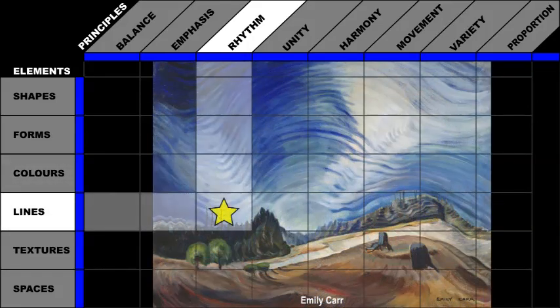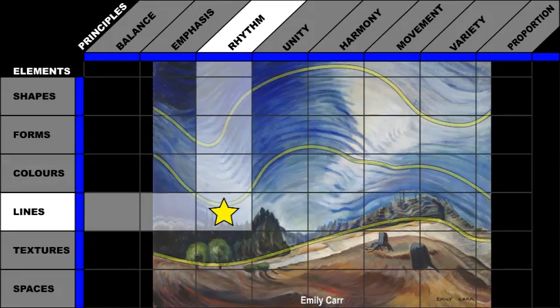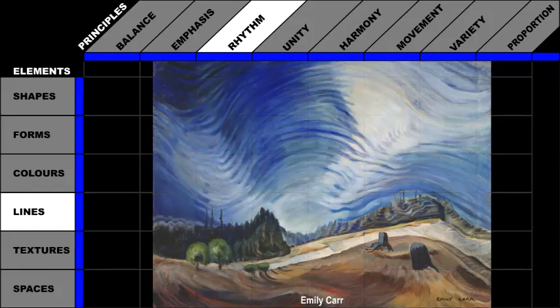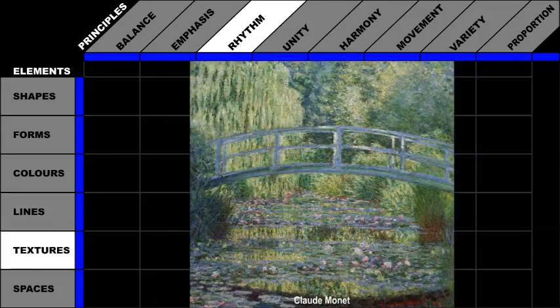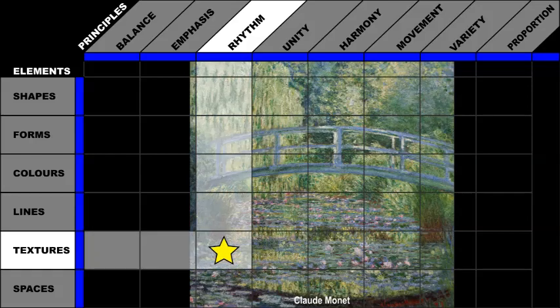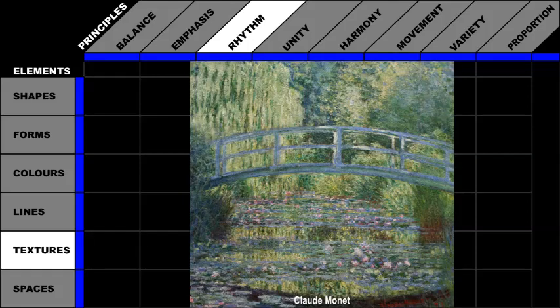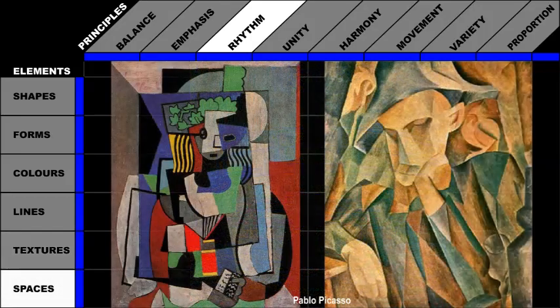Emily Carr used lines to create rhythm. Her rhythmic lines create a strong feeling of movement across her landscape. Claude Monet used texture and rhythm in his well-known series of the water lily pond. The artist created the rhythmic, repeating textures of the willow trees, reflective water, and pink lilies.